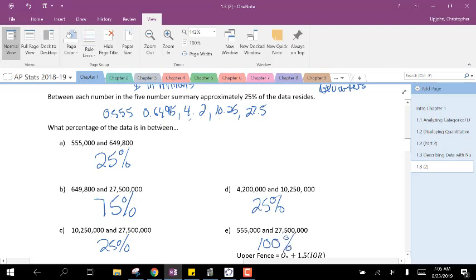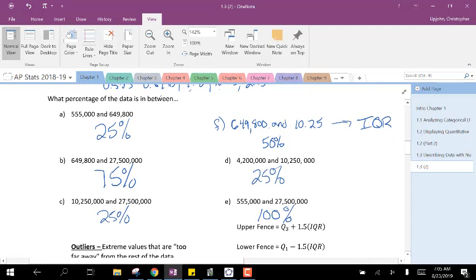If we want to throw in another one here, which I'm going to, be between 649,880 and 10.25. This is the IQR, and the percentage in between there is 50%, and that's what you're always going to see for the IQR. It's 50% of our data, the middle 50%.